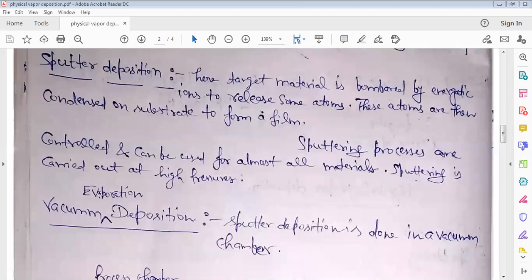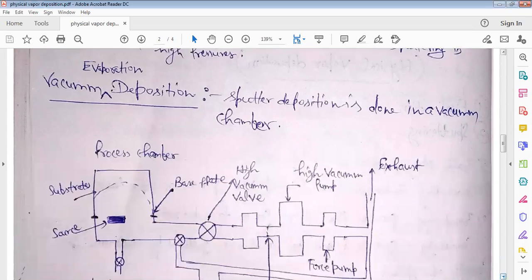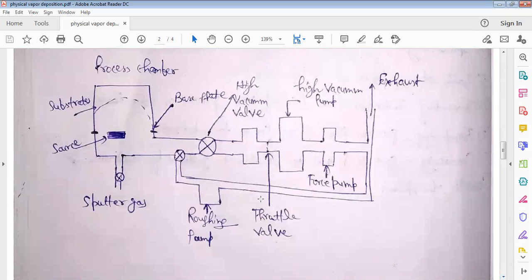So this is vacuum evaporation deposition. This chamber can be used for vacuum evaporation deposition. Here in this chamber, we have a process chamber in which a circular stand-like thing is there, on which substrates are placed and fixed. This is the source material for the metal, and from here gases are passed on to the source.